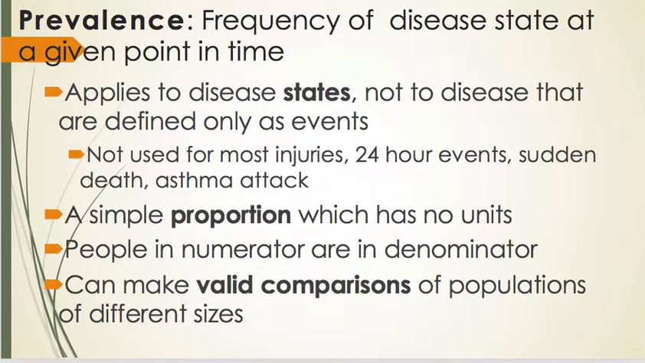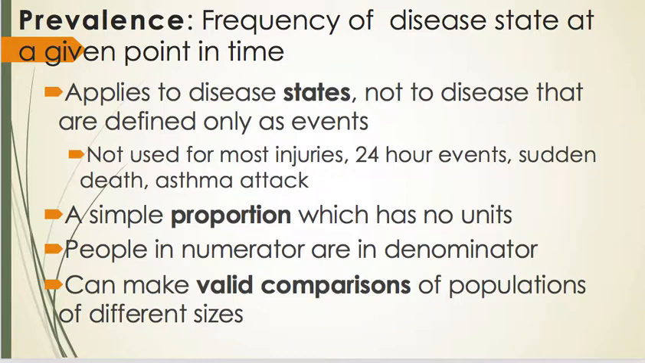It applies to disease states, not to diseases that are defined only as events. So we wouldn't use prevalence for most injuries. We wouldn't use prevalence for 24 hour events, such as Norwalk virus. We wouldn't use it for sudden deaths or for asthma attacks.